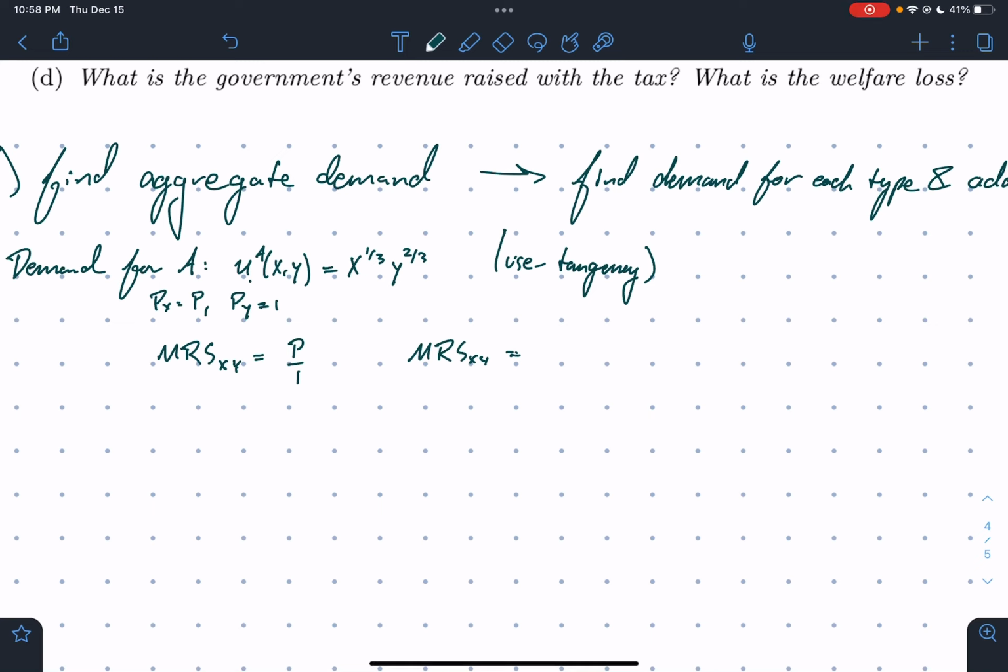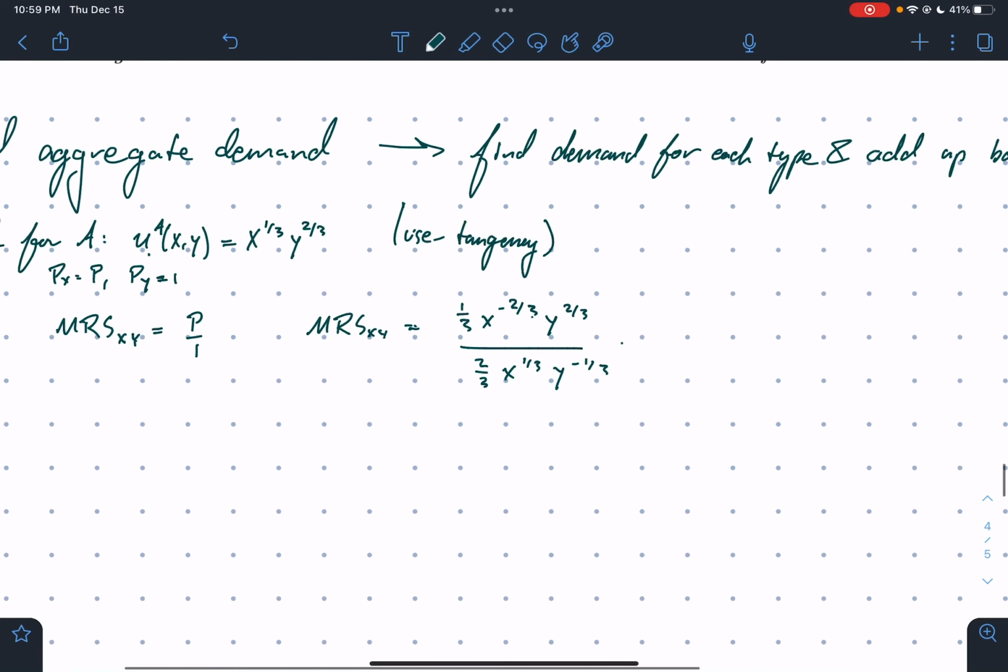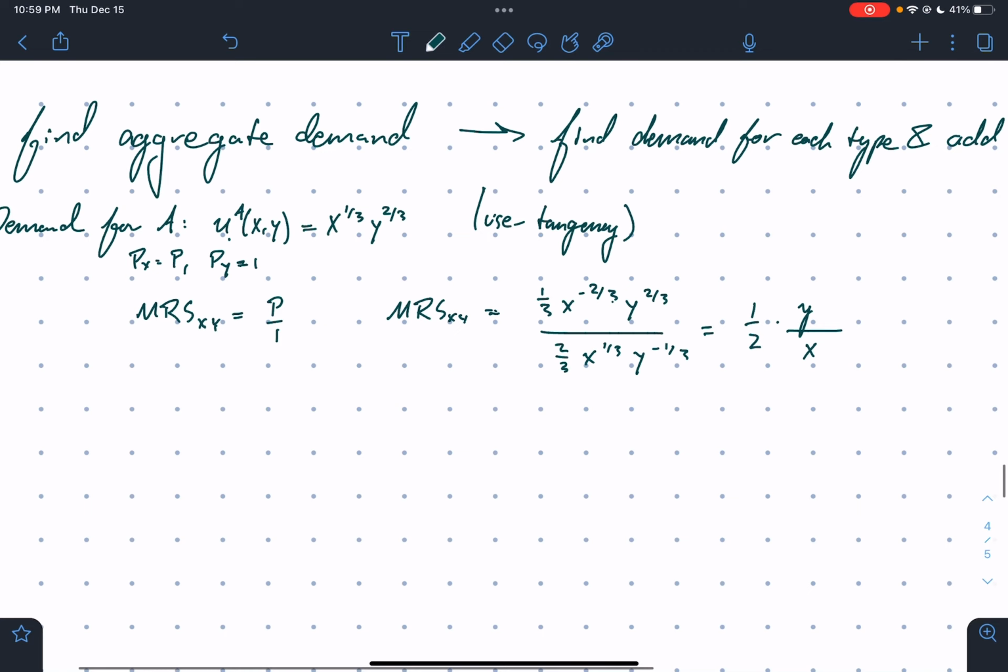MRS is going to be the partial derivative with respect to x divided by the partial derivative with respect to y. So it's going to be 1/3 x to the negative 2/3 y to the 2/3 divided by 2/3 x to the 1/3 y to the negative 1/3. I can simplify this. This will become 1/2 times, on the top I'm going to have y, on the bottom I'm going to have x. Okay, so this is the marginal rate of substitution for Cobb-Douglas.